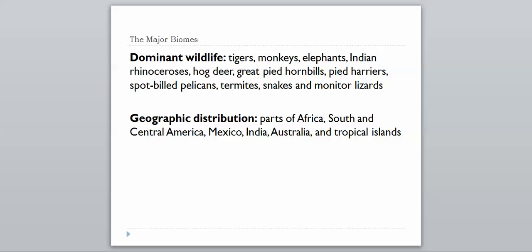And some of the wildlife would be tigers, monkeys, elephants, rhinoceroses, something called a hog deer, great pied hornbills, pied harriers, those are both birds, pelicans, termites, snakes, and monitor lizards. And this could be found in parts of Africa, South and Central America, Mexico, India, Australia, and the tropical islands. And so we'll talk about those more in depth in class and actually get a look at some of these animals. So that's it for the first section of biomes. Let me know if you have any questions.